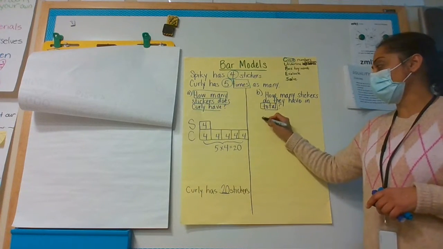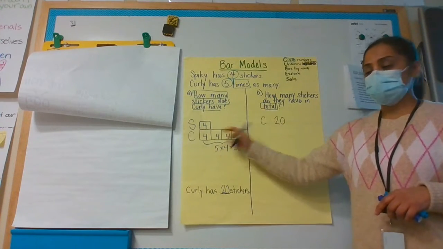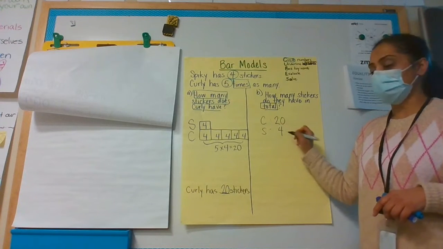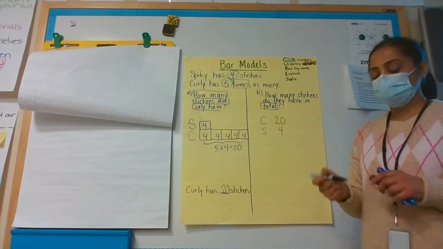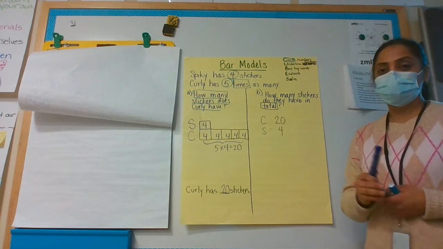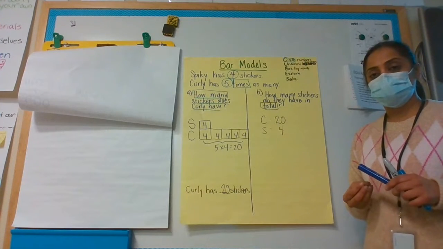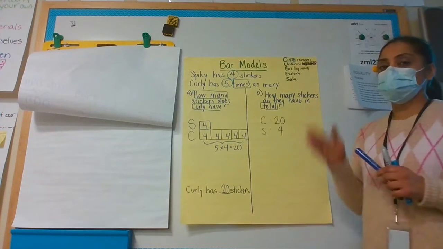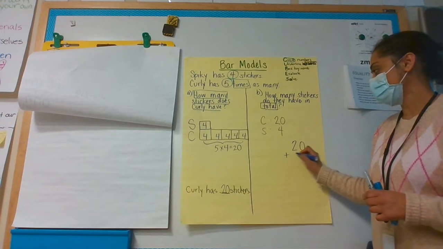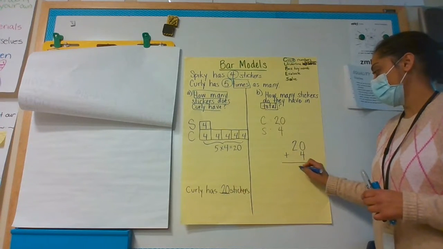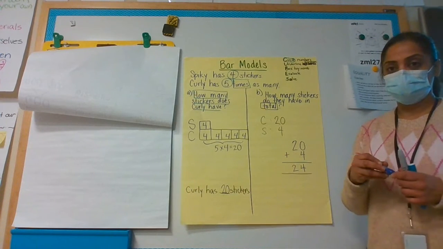Well, I already know Curly has 20 stickers, right? And I know that Spiky has how many? 4. And all I need to do now is add them. And friends, I'm always going to encourage you that when you add or subtract or multiply or divide, you use either long division or number bonds for multiplication and division. And then for addition, always use the standard column so I can see your calculation. And this is what I mean by standard column, that you're lining them up like this. And so when we add, we now get 24. And I know some of you can do that in your head, that's fine, but I still want you to show it to me, okay?